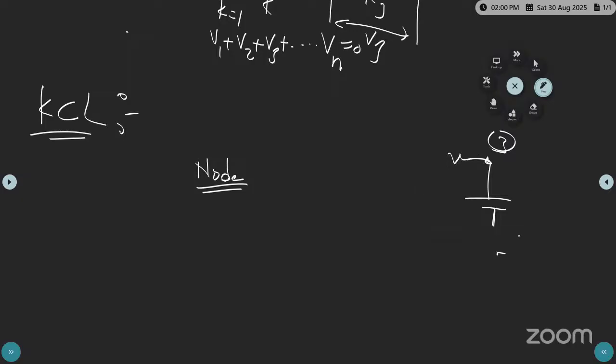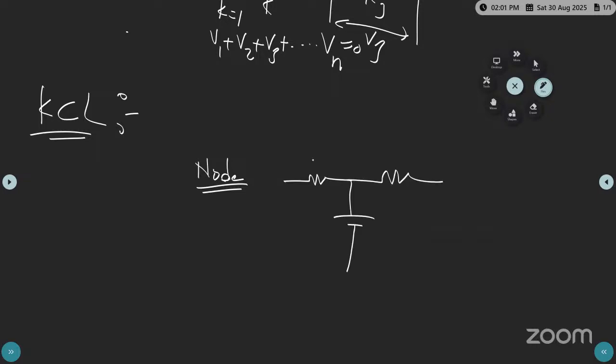Okay, now KCL states that at a node, the algebraic summation of currents is equal to 0. So it means if I add the currents at a node, that will become 0. Another definition of KCL: for example, here you have one resistor, here one voltage source, here one resistor. That is the statement.